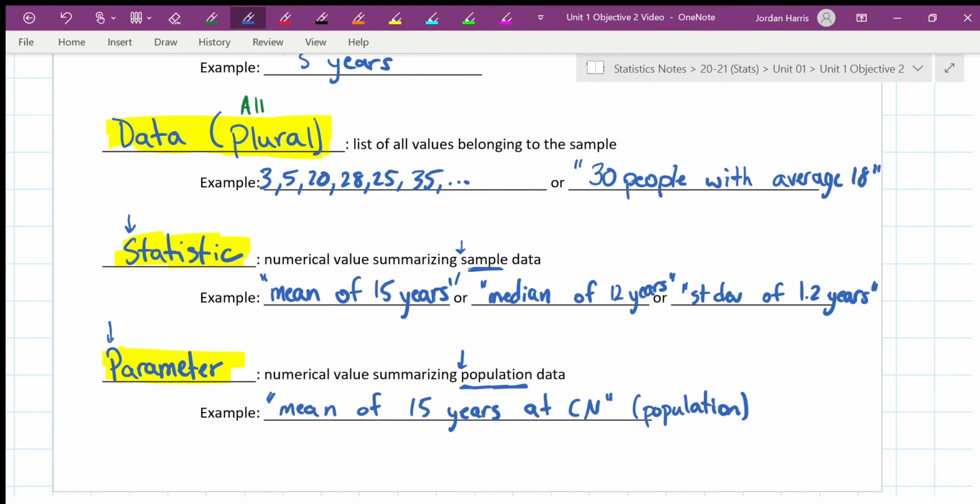So you got to be careful. The different types of statistics and parameters are actually the same. Mean, median, mode, standard deviation, variance, and so on. All those things, they can be either a statistic or a parameter. Okay, you just have to pay attention. Is it from the sample data? That makes it a statistic. Is it from the population data? That makes it a parameter.